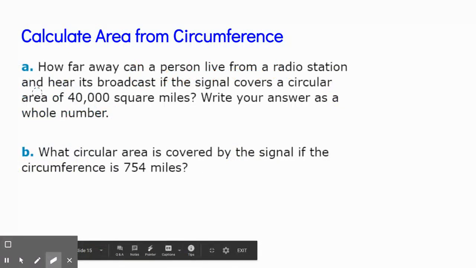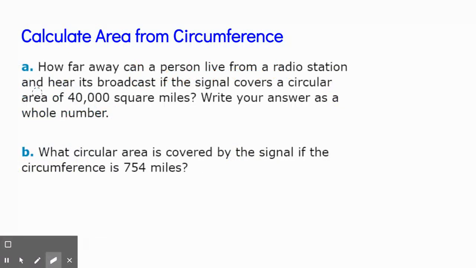All right, how far away can a person live from a radio station and still hear the broadcast if the signal covers a circular area of 40,000 square miles? Write your answer as a whole number. Okay, they are not giving us a picture here. Calculate area with circumference. Well, it actually does not give us a circumference. It is giving us area.